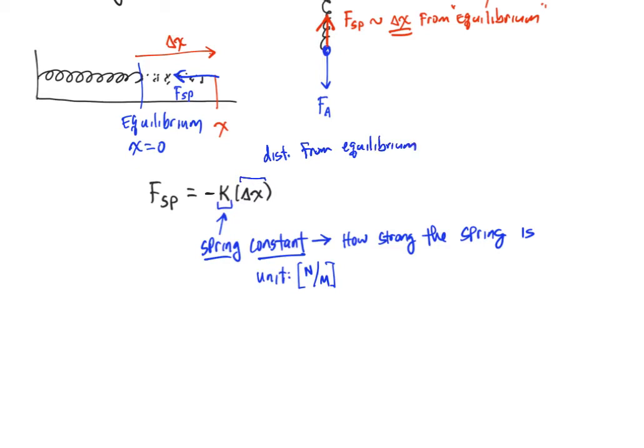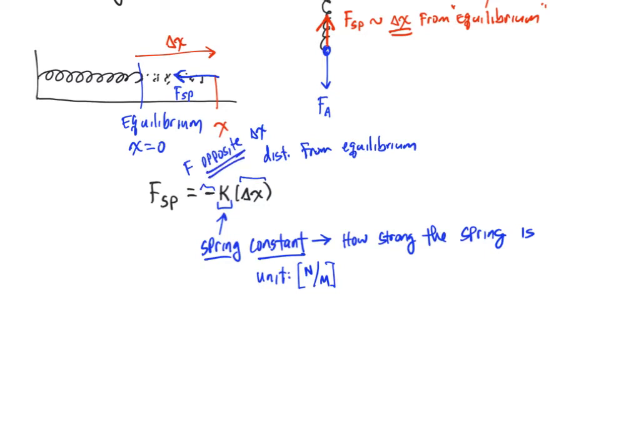And the negative here just tells me that the direction is opposite. So F is opposite from delta x. So if I pull the spring to the right, the force is to the left. If I were to compress the spring to the left, the force would be to the right. The direction is opposite.